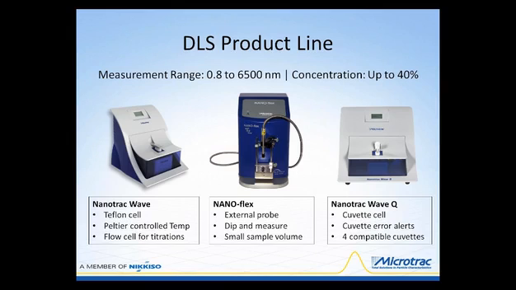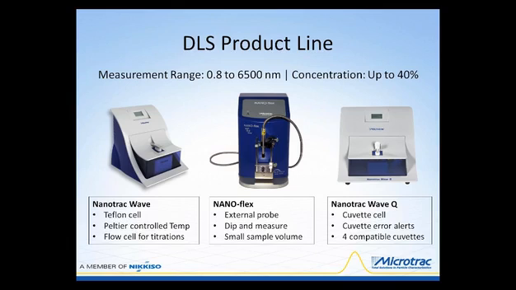As Dr. Fruit mentioned, we can go from 0.8 nanometers to 6,500, and we can measure materials with a concentration up to 40%. On the left is the Microtrac Wave that features a Teflon cell, sample volume of about 250 microliters. That also features a Peltier-controlled temperature device, so you could either heat or cool your material and see how that affects the particle size. In addition, we have a flow cell option if you are interested in performing titration.